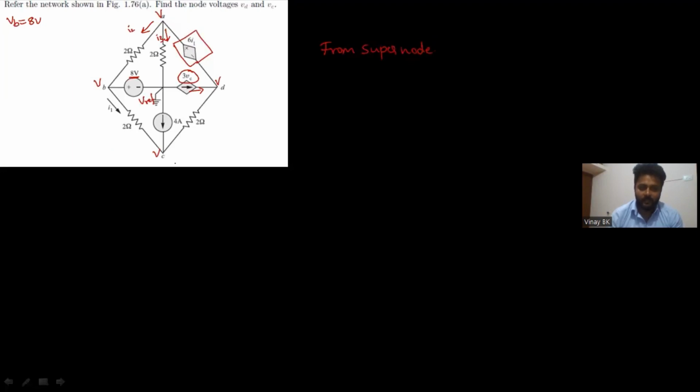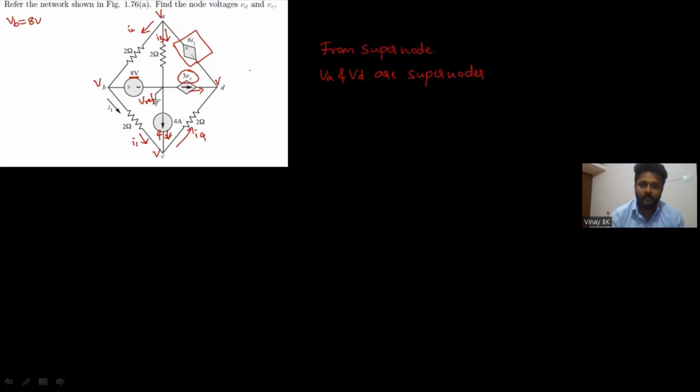From VB, I1 is flowing. At VC, I1 is entering and 4 ampere is entering. And I'm assuming one more current, I4, which is leaving from VD. So now write the values of current. Before that, write the supernode equation. VA and VD are the supernodes.